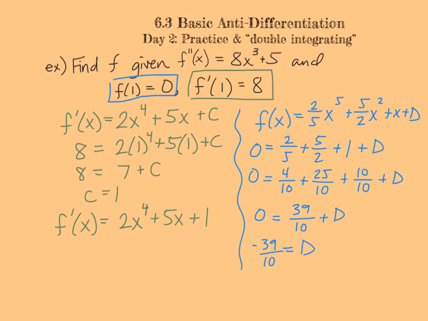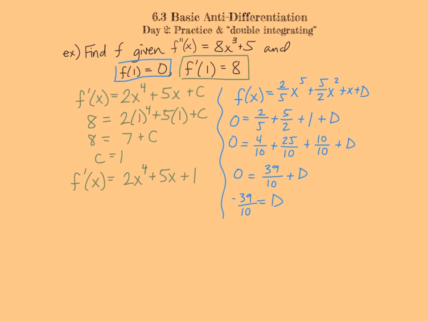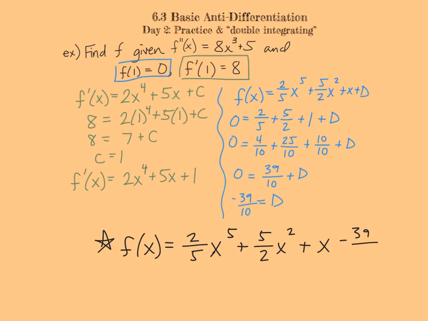So our final answer is what we found for f of x, but just plugging in d. So 2/5 x to the 5th plus 5/2 x squared plus x minus 39/10.